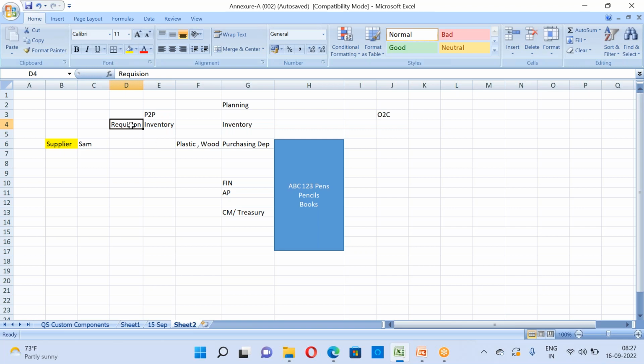Requisition. So once the requisition is made, it is an alert to your purchasing department saying, boss, we need material for manufacturing which needs to be procured. So what the purchasing people will do is they will request the suppliers.